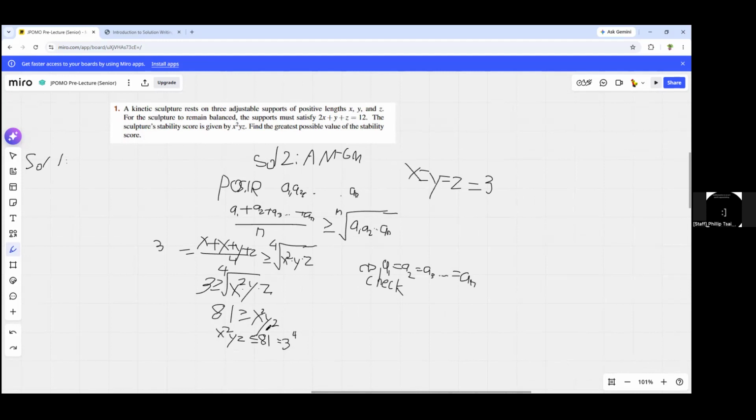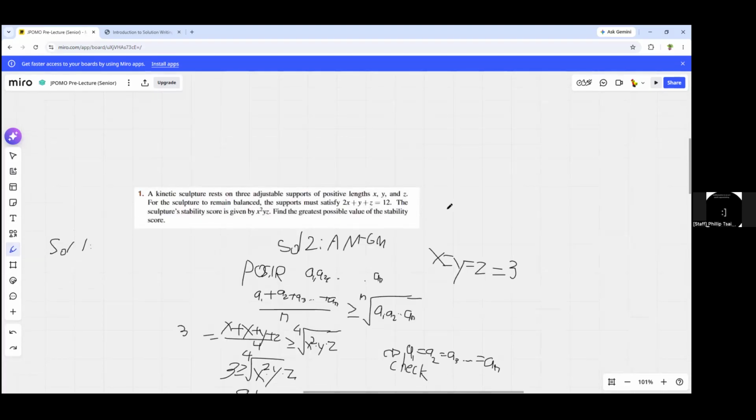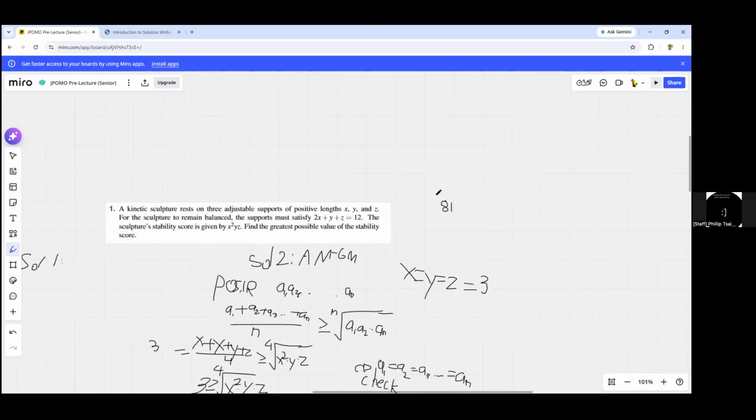And since we know 81 can be achieved, we know that 81 is our maximum value. So therefore, it must be the answer to this question. Speaking of questions, does anyone have any questions?